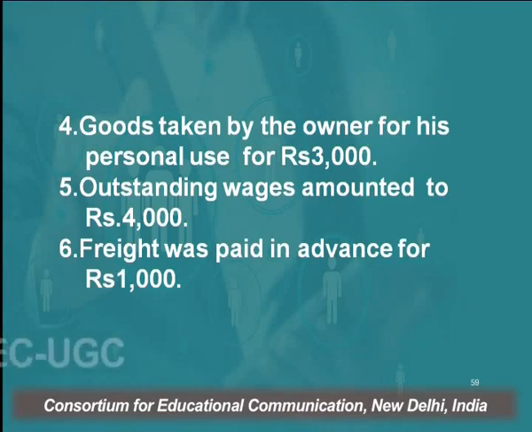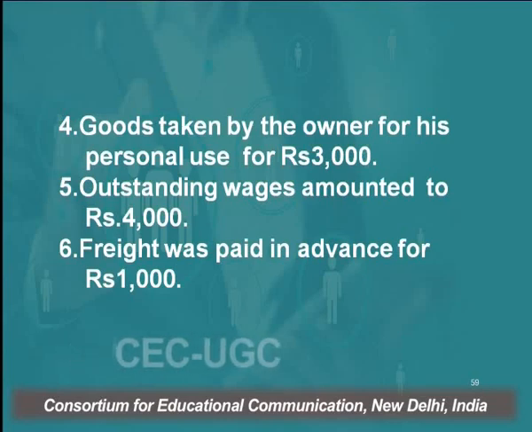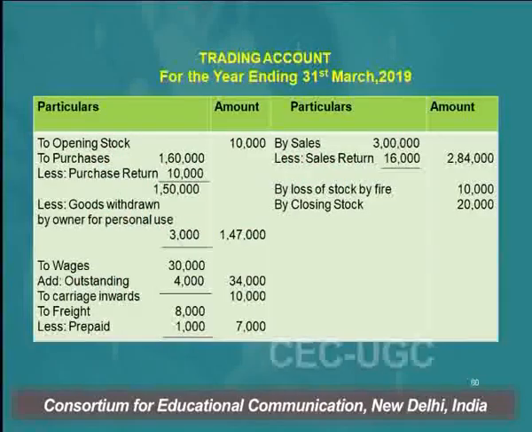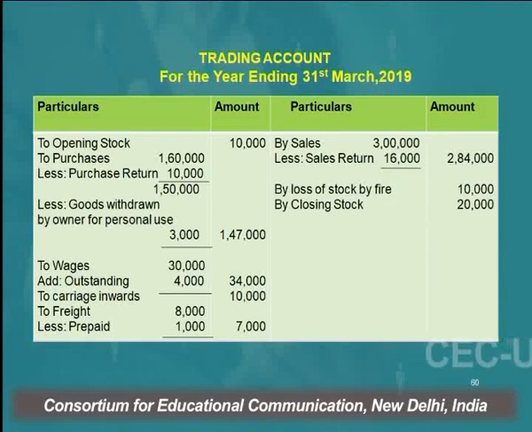Outstanding wages are also given in this question, 4,000. Freight was paid in advance for rupees 1,000. So let's understand with the trading account. The opening stock which was given in the question was 10,000. Purchases 1,60,000. We have deducted purchase return, which is rupees 10,000.